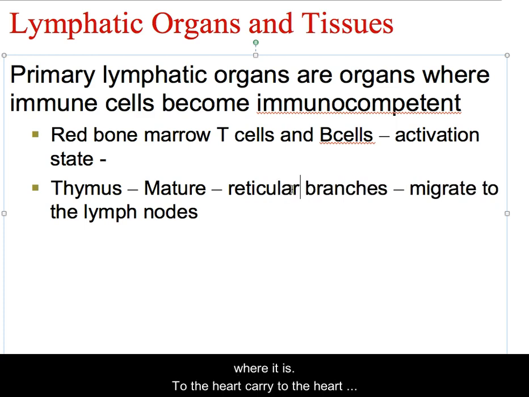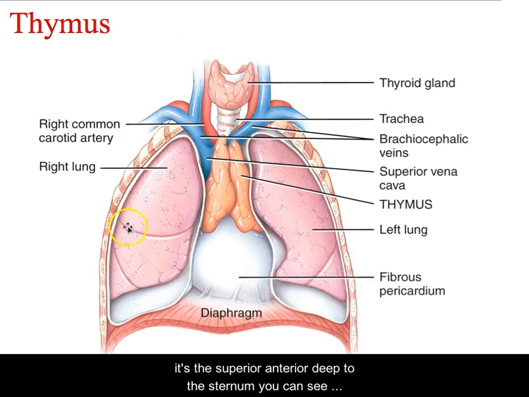Okay? So that's what we mean by primary lymphatic structure. Here's what you already know: where the thymus is. You know it is superior to the heart. I should say it's anterior to the heart. I guess it is superior, anterior. It's deep to the sternum. You can see it's not to be confused with the thyroid gland.